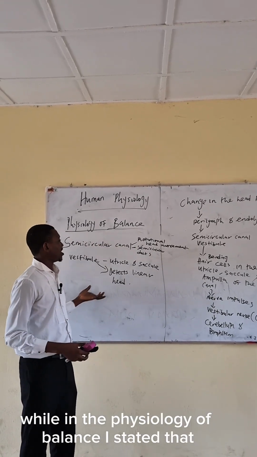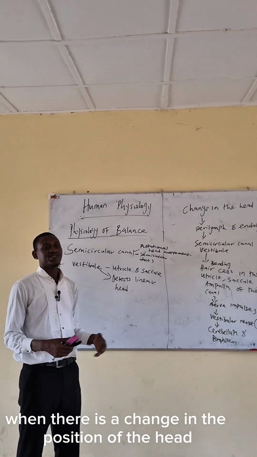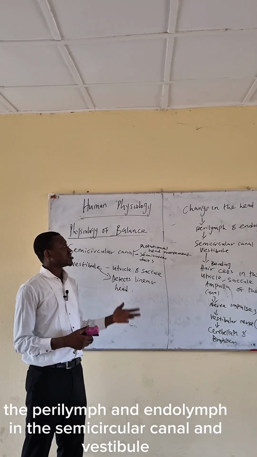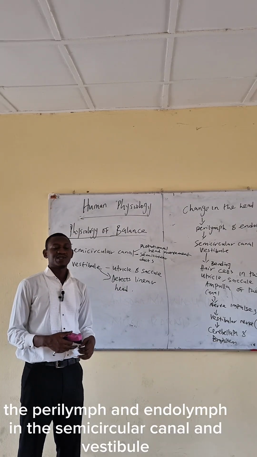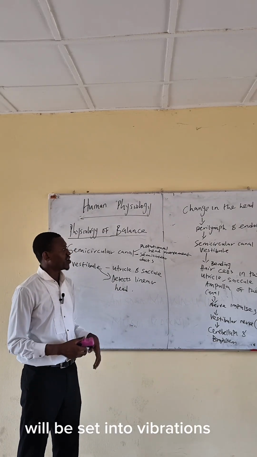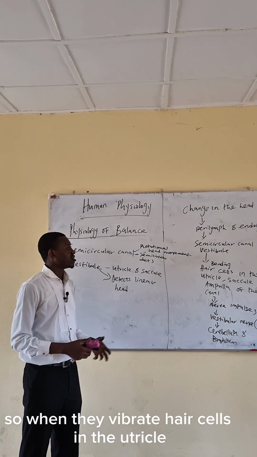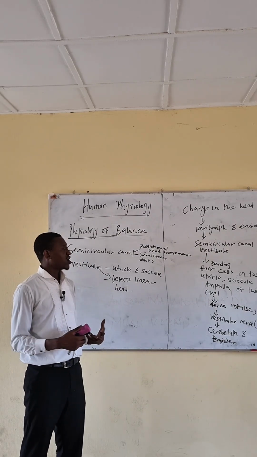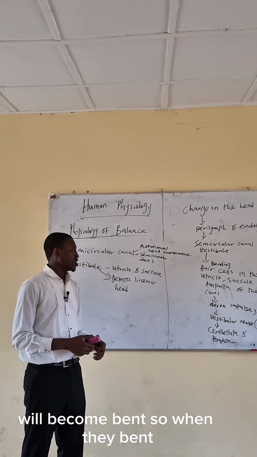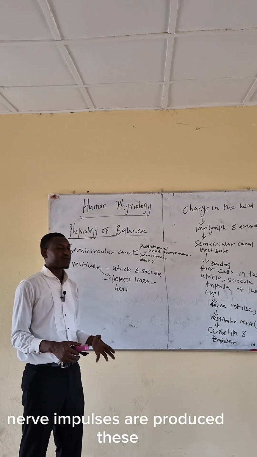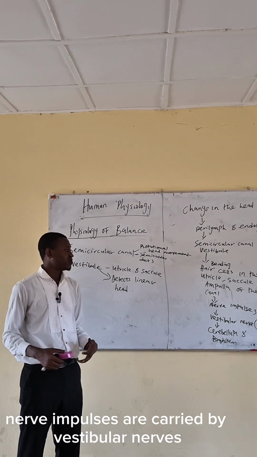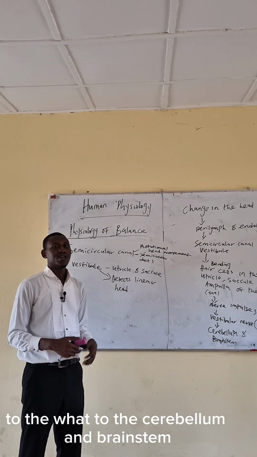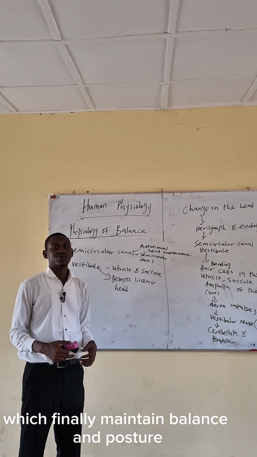While in the physiology of balance, I stated that when there is a change in the position of the head, the perilymph and endolymph in the semicircular canal and the vestibule will be set into vibrations. So when they vibrate, hair cells in the utricle, saccule, and the ampulla will be what? Will become bent. So when they bend, nerve impulses are produced. These nerve impulses are carried by vestibular nerves to the what? To the cerebellum and brainstem, which finally maintain balance and posture.